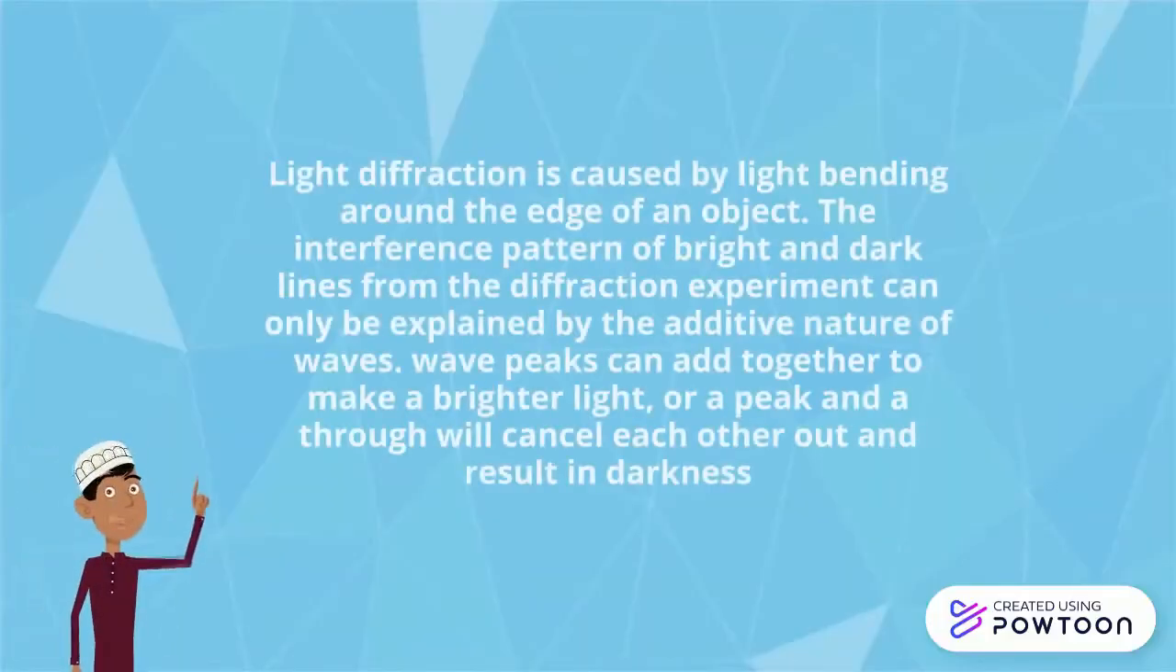Light diffraction is caused by light bending around the edge of an object. The interference pattern of bright and dark lines from the diffraction experiment can only be explained by the additive nature of waves. Wave peaks can add together to make brighter light, or a peak and a trough will cancel each other out and result in dark.